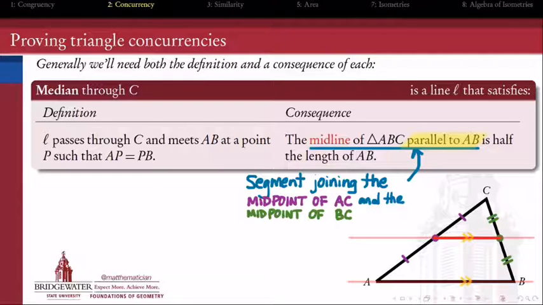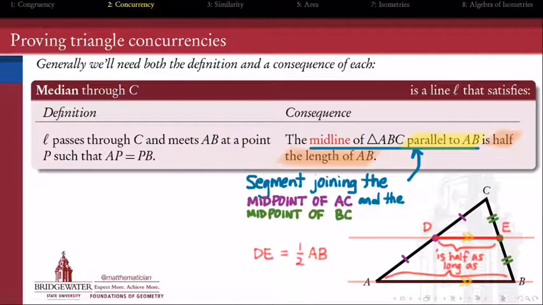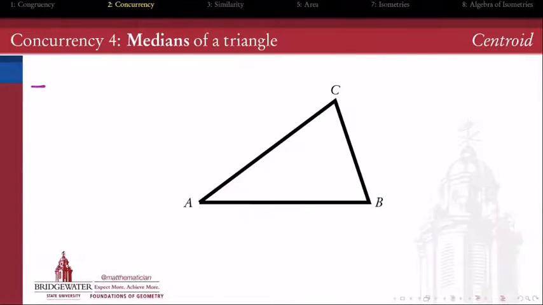That's already an interesting enough result. But the midline theorem goes one step further. It also tells us what the length of that segment is. Namely, that the length of that segment is exactly half the length of the segment AB. So if I label those midpoints D and E, then the length DE is half of the length AB. This is a pretty rich theorem. It's got a lot of information content. So it's going to come in really handy when it comes time to prove that the three medians of a triangle are concurrent. Because in fact, they are.